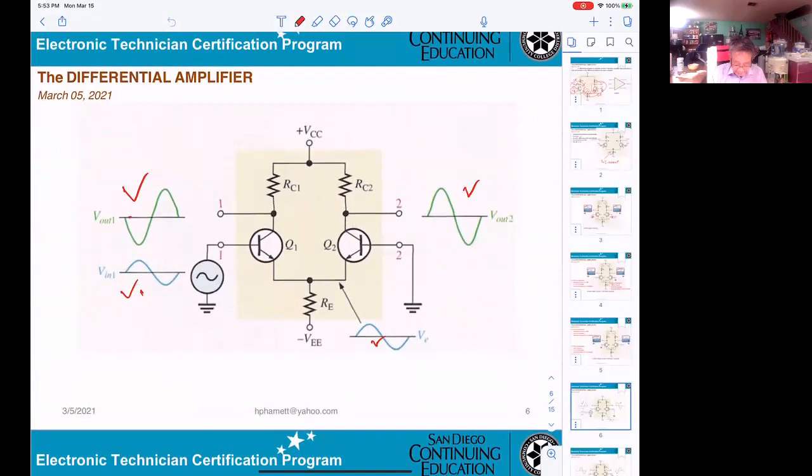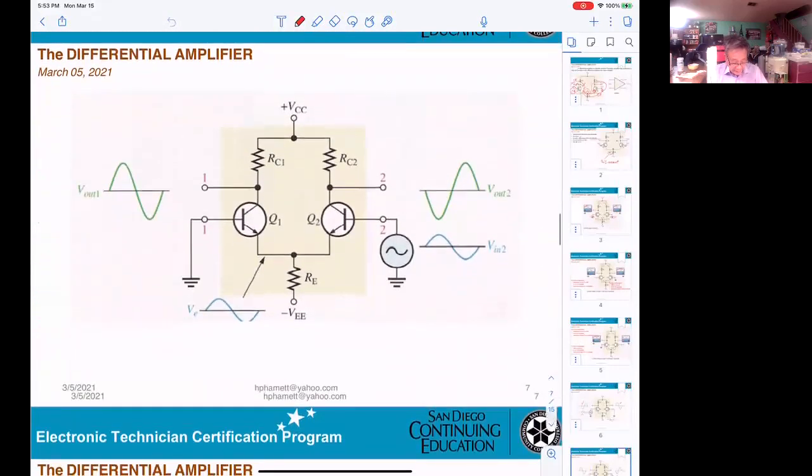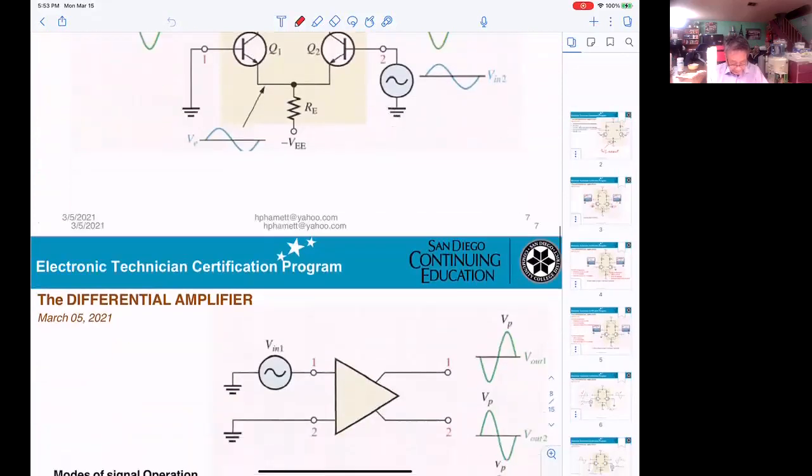But the thing is, if you get the sine wave in the Q1, then you get the sine wave at the output 1. However, they will be reverted. And the output 2, they will be in phase. Okay? The same thing if you revert the apply.